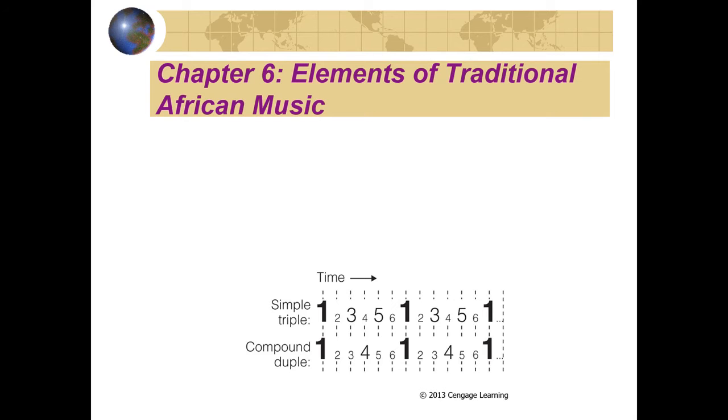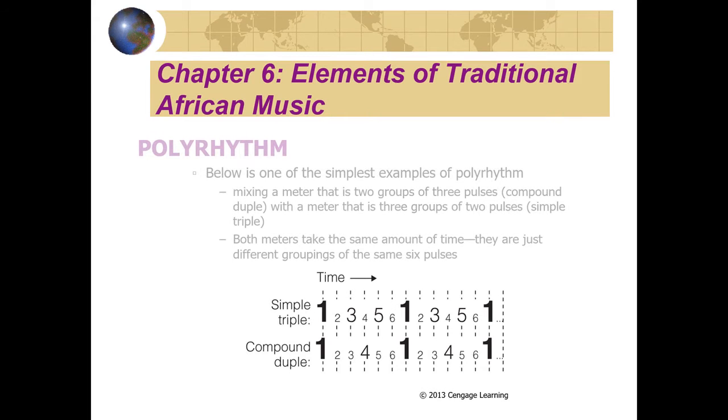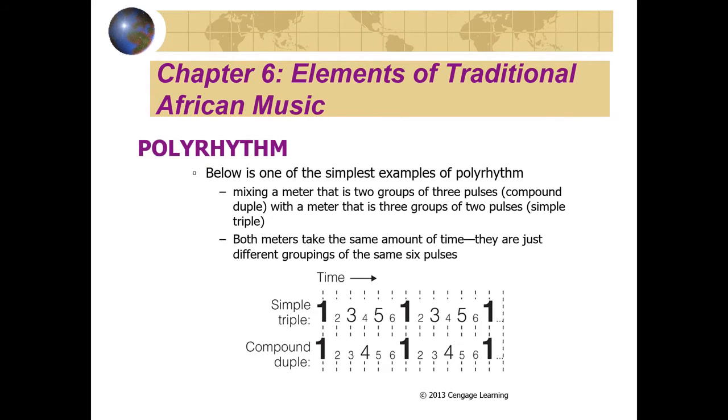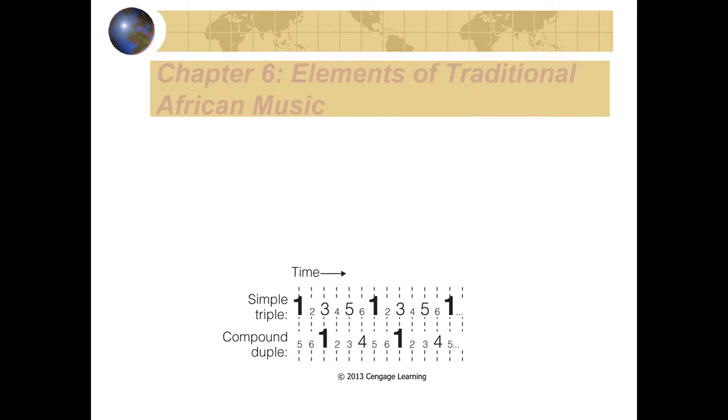And here are some examples of polyrhythms. The simplest is the simple triple rhythm on the top. 1, 2, 3, 4, 5, 6. And then a compound duple meter. 1, 2, 3, 4, 5, 6. And you can see that the numbers that are larger are louder. So you can see how 3, 4, 5 interlock as accents within those two layers.